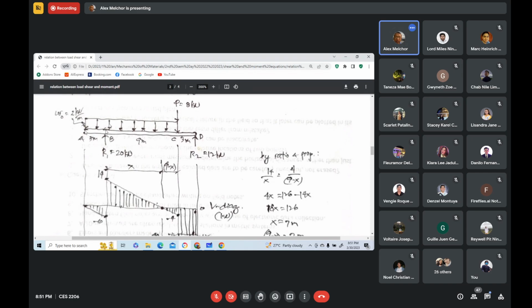Now, since there is a force here, you need to solve for the shear considering the shear at an infinitesimal distance to the left and an infinitesimal distance to the right because of that force. If there is a moment right here, you need to solve for the moment at an infinitesimal distance to the left and also at an infinitesimal distance to the right. Now, in this case, there is a force.